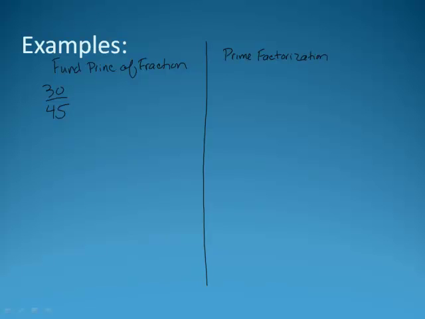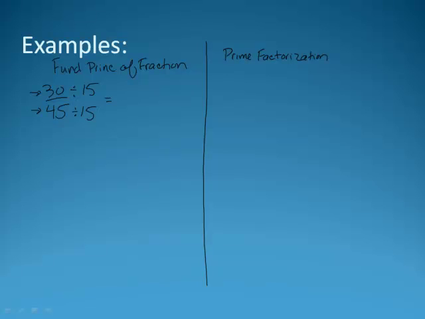Okay, so the fundamental principle of fractions says, look at the numerator and the denominator and pick the biggest factor of both numbers that you could divide both top and bottom by evenly to get an equivalent fraction. Now, 30 and 45, there are different factors you could pick. For example, both 30 and 45 would divide evenly by 5. But the largest number that both of those would divide by is 15.